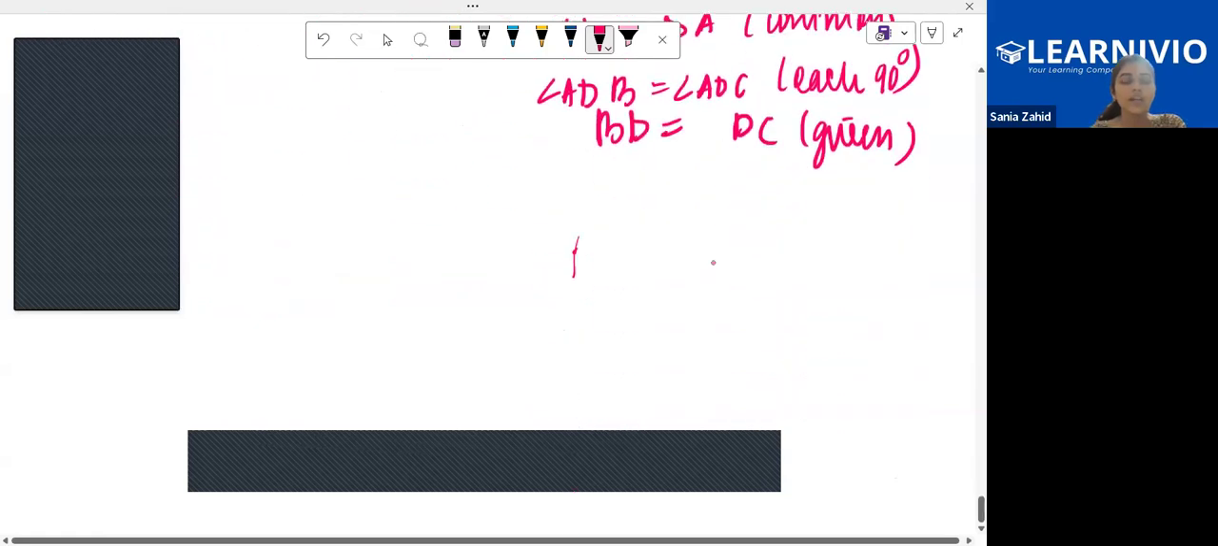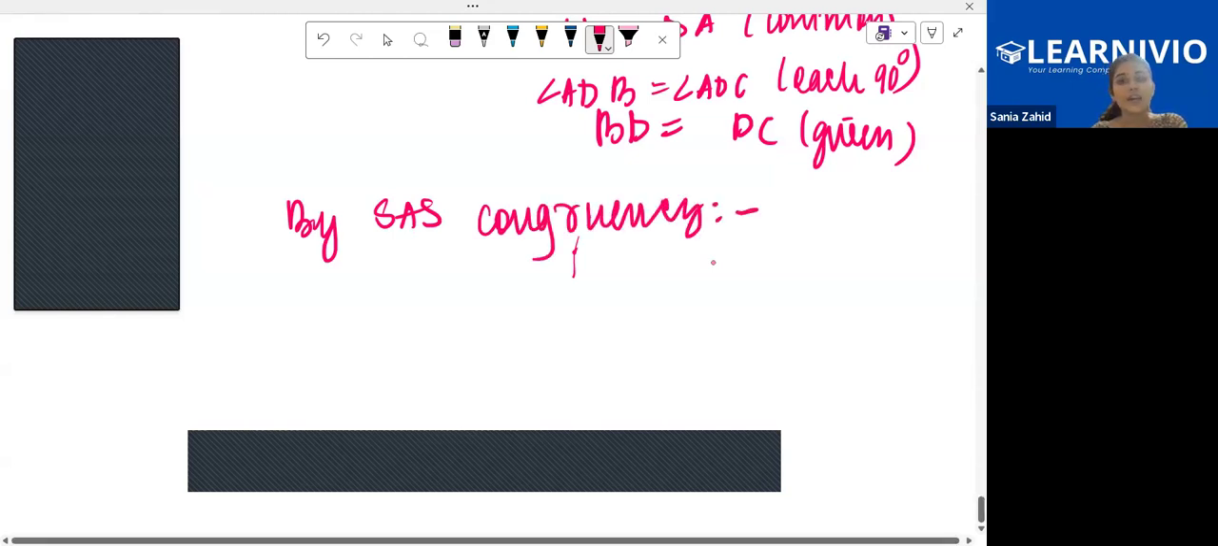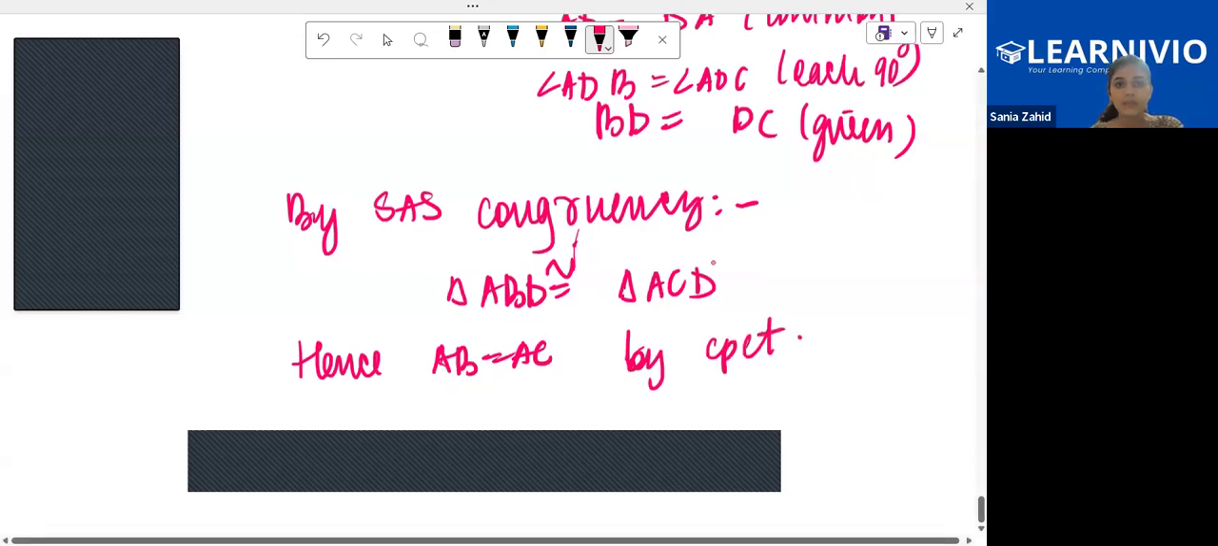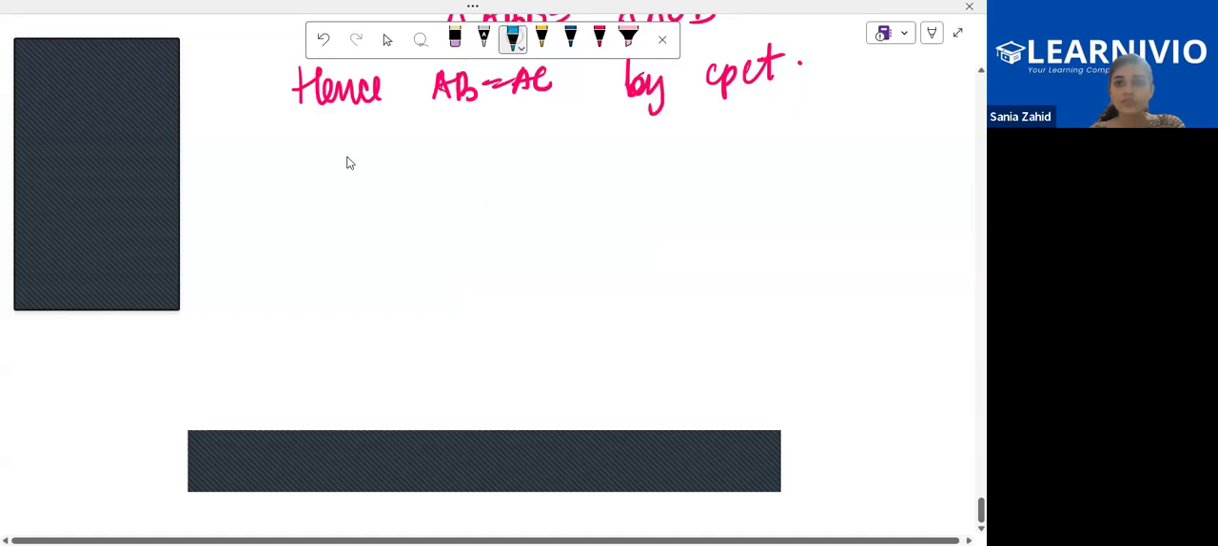So you can write that by SAS congruency, triangle ABD is congruent to triangle ACD. Fine. And hence AB is equal to AC by CPCT. Clear? Yes, ma'am. Okay, good.